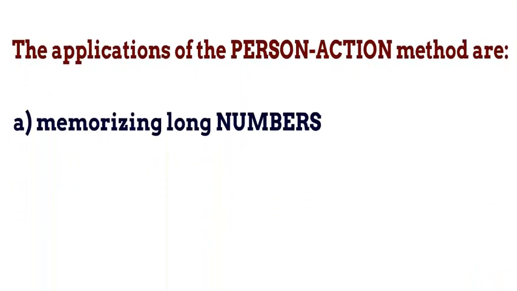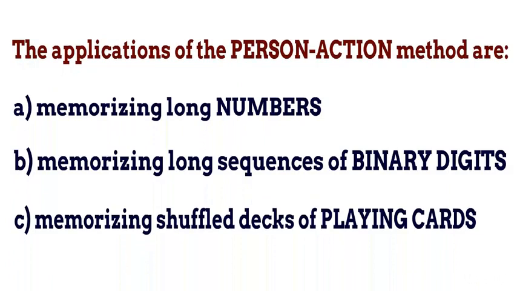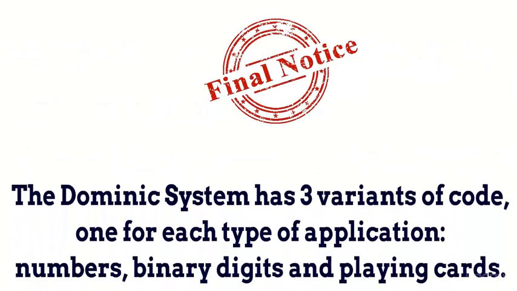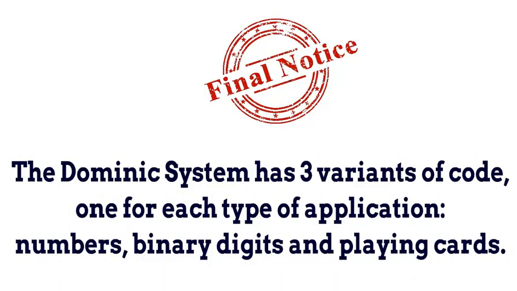The applications of this method are memorizing long numbers, memorizing long sequences of binary digits, and memorizing the exact order of 1 or more decks of shuffled playing cards. The method is simple. Give the numbers or the cards identities that you can then link up in the correct sequence by placing them along a mental journey. The Dominic system has 3 variants of code, 1 for each type of application: numbers, binary digits, and playing cards. In this course, you will learn how to create your own personal codes for each of these applications.